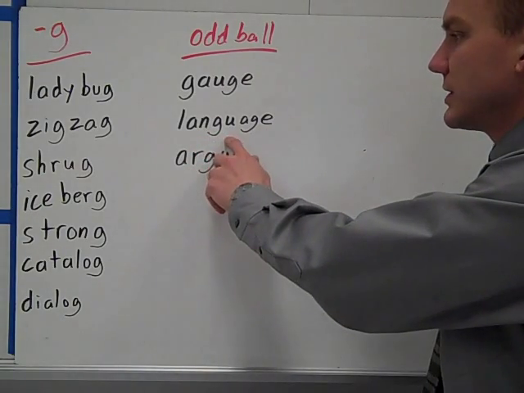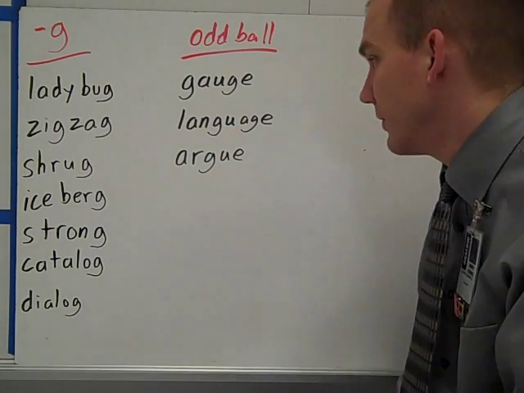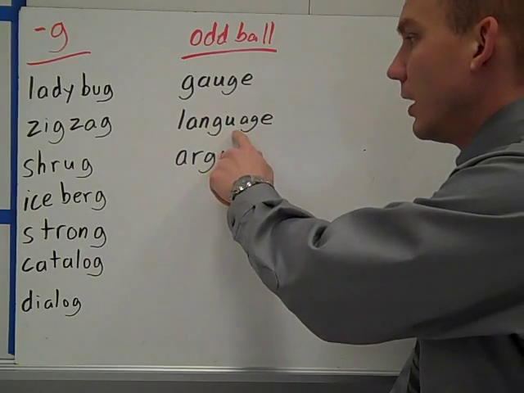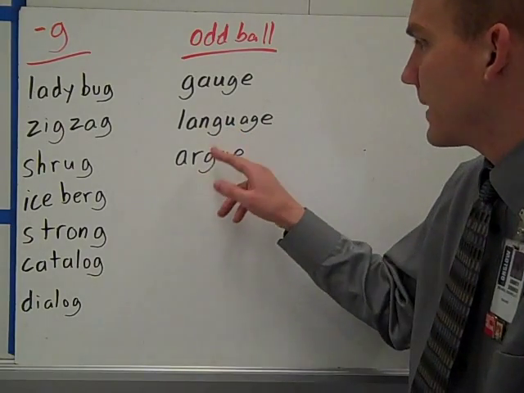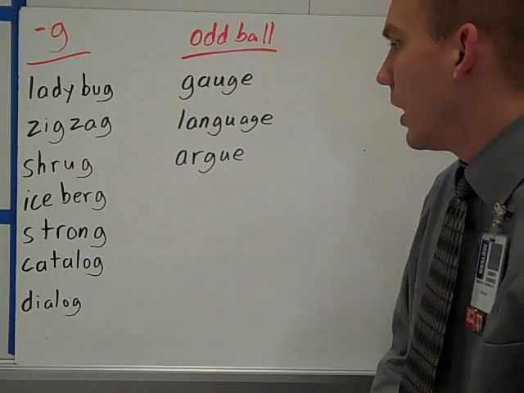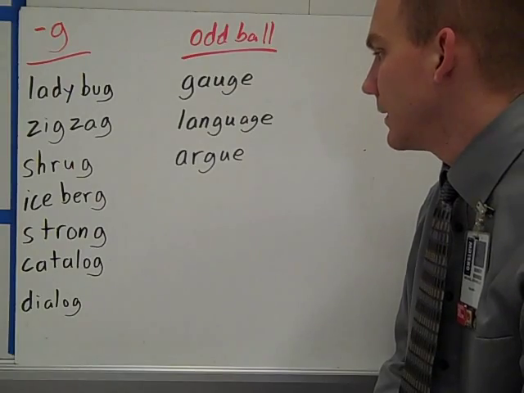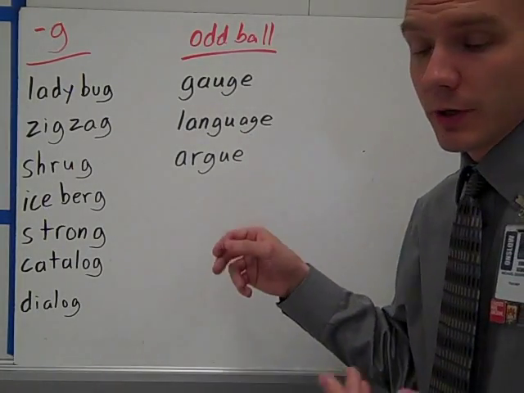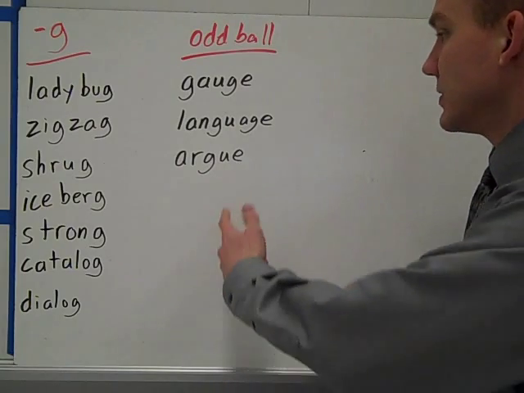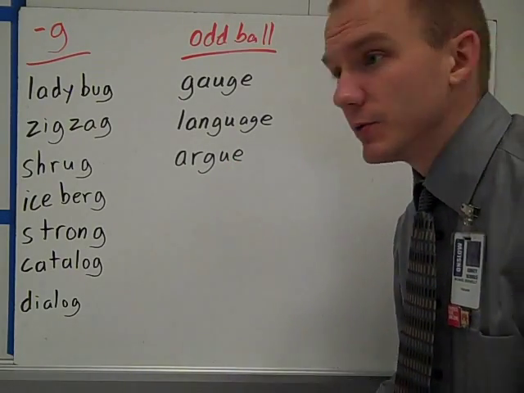Language is interesting because the U actually makes a W sound, language. You hear a bit of a W sound there to make the G hard. So it's a hard G with that W sound. And then argue is again another oddball here in this category. And our last word, argue, the reason that is an oddball is because you actually have a sound with the U. Argue, you have that long U sound there.